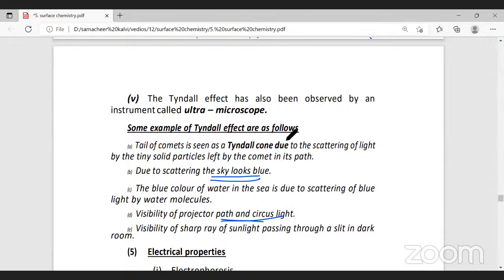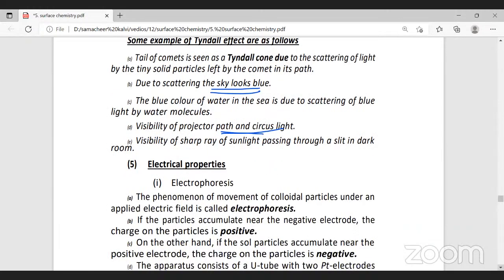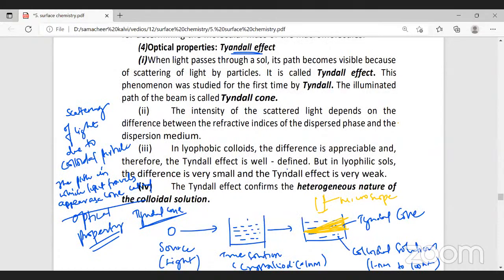That is also an example for Tyndall effect. Visibility of a sharp ray of sunlight passing through a slit in a dark room is also called the Tyndall effect. So many examples are there for Tyndall effect. So Tyndall effect is defined as scattering of light due to the colloidal particles, and the path in which the light travels appears as a Tyndall cone.